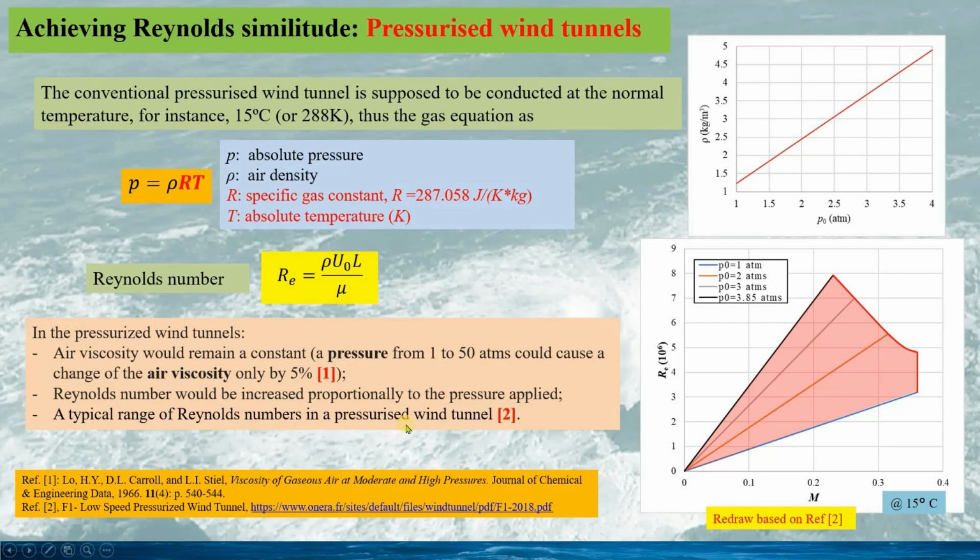A typical range of Reynolds number in such a pressurized wind tunnel can be seen in this figure from the reference 2. For instance, if we keep the Mach number 0.2 unchanged, in the conventional pressure, we might have the Reynolds number 1.7 million. If we apply the pressure 3.85 atmospheric pressure, the Reynolds number would be increased to 6.8 million. 3.85 times large in the Reynolds number.